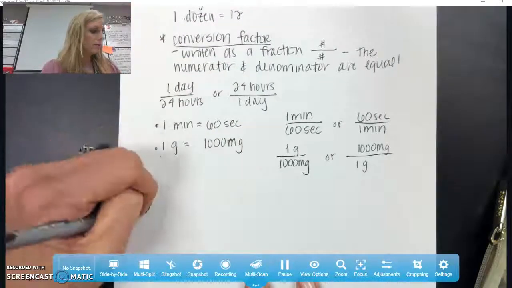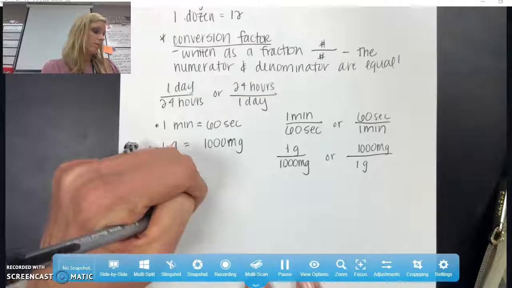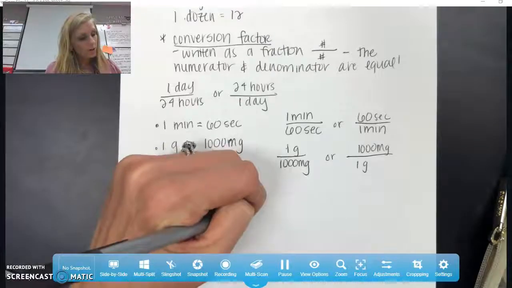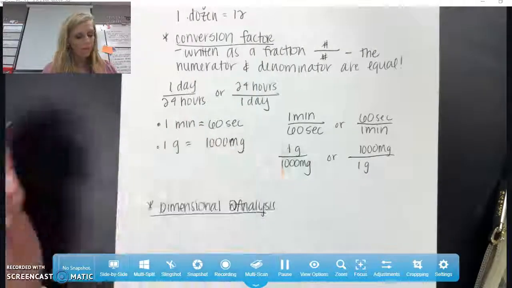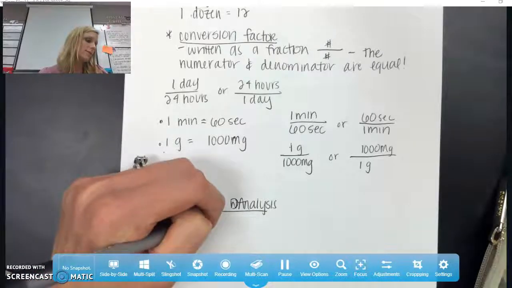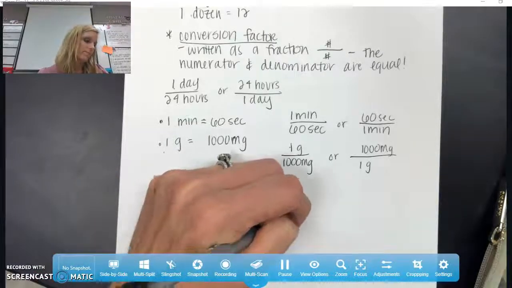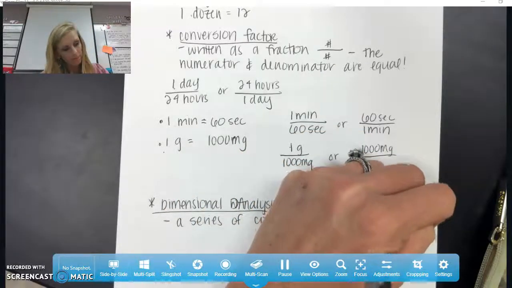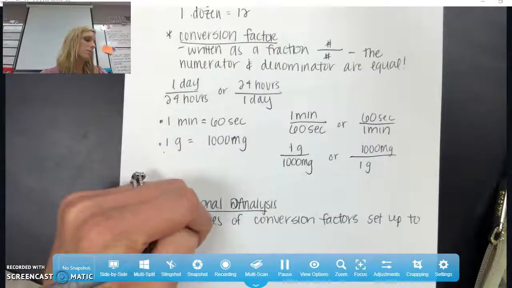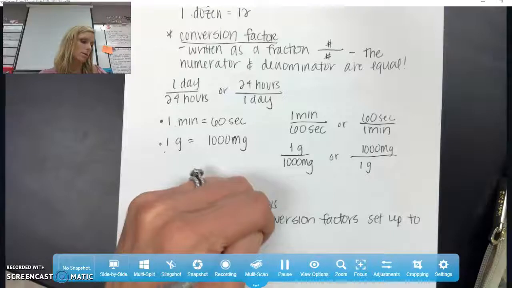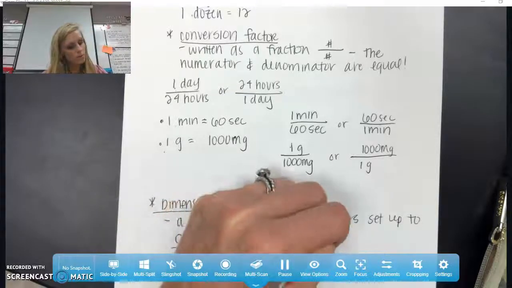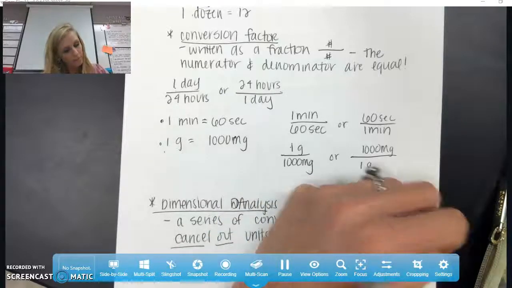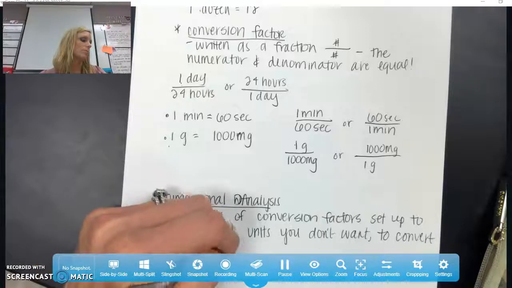So now we can start dimensional analysis. There's really not a whole lot of background knowledge you need to know. Dimensional analysis is just a series of conversion factors set up to cancel out units you don't want to convert into units that you do.